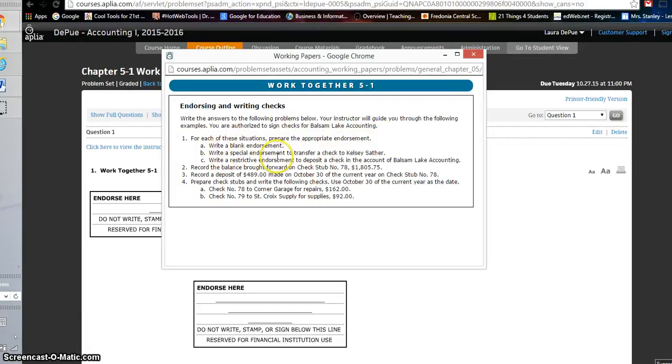We're going to start with a blank endorsement for the first one, a special endorsement for the second one to transfer a check to Kelsey Sather, and then on the third one we're going to write a restrictive endorsement to deposit the check to Balsam Lake Accounting. So again, we're going to use a blank endorsement, a special endorsement, and a restrictive endorsement.